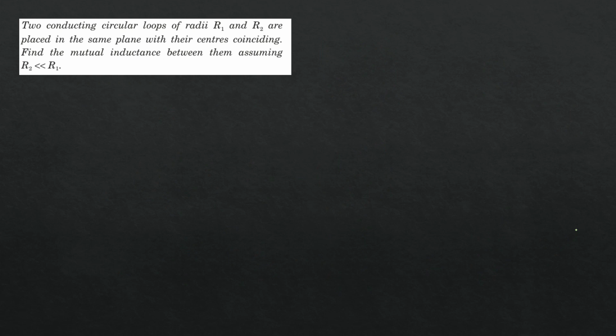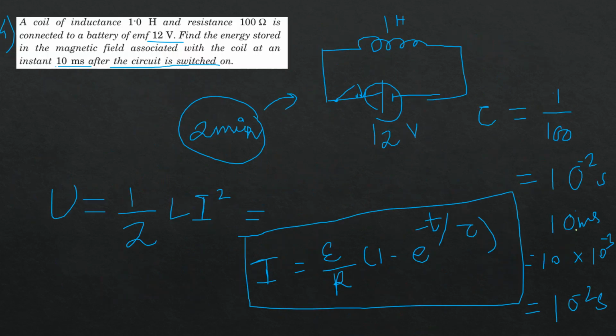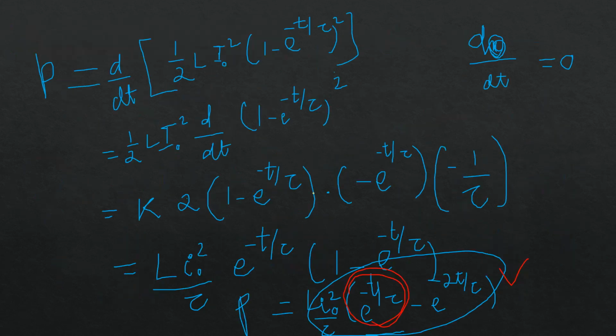Very conceptual question again. We took this one and put it here. dU by dt is your power. Then for maximum power, dP by dt is 0, and from there we get the value of t. After that, we put the value in power. All right, so this was your question.